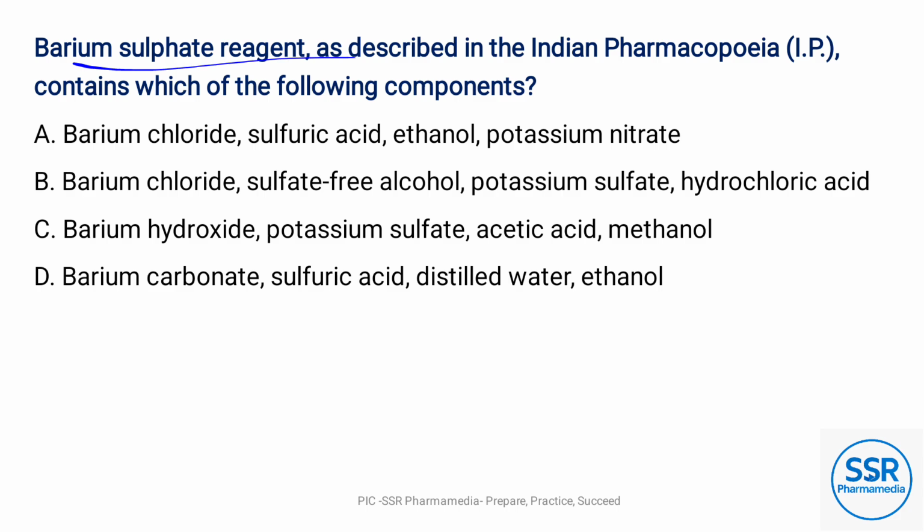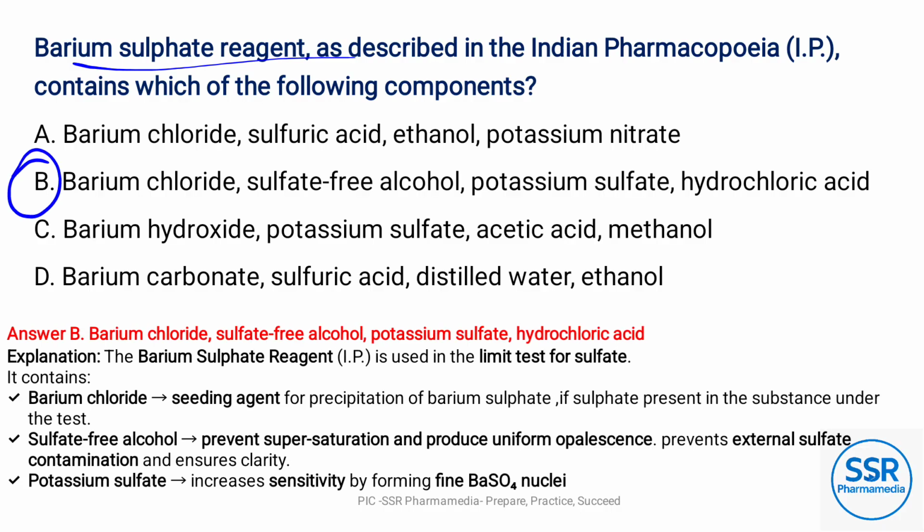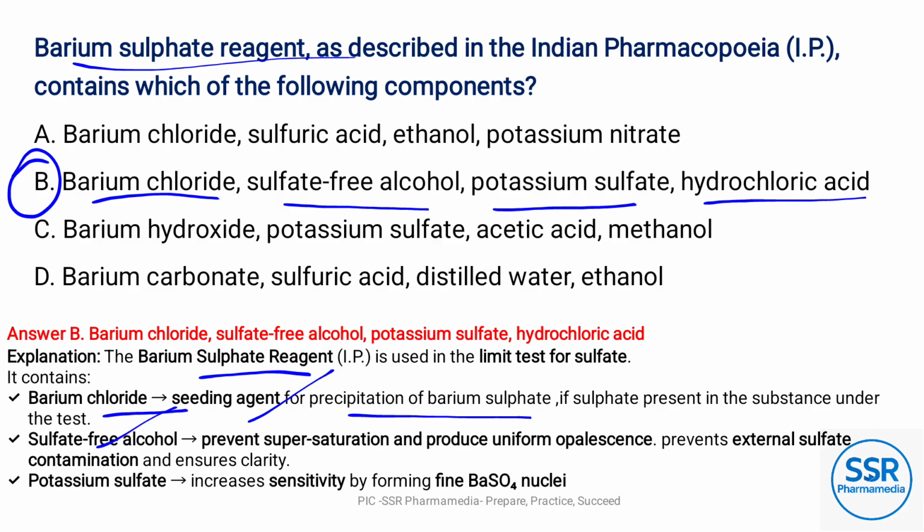Barium sulfate reagent, as described in the Indian Pharmacopoeia, contains which of the following components? The answer is option B. Barium sulfate reagent contains barium chloride, sulfate-free alcohol, potassium sulfate and hydrochloric acid. Barium chloride acts as a seeding agent for the precipitation of barium sulfate. Sulfate-free alcohol prevents supersaturation, produces uniform opalescence or turbidity, prevents external sulfate contamination and ensures clarity. Potassium sulfate increases sensitivity by forming barium sulfate nuclei.